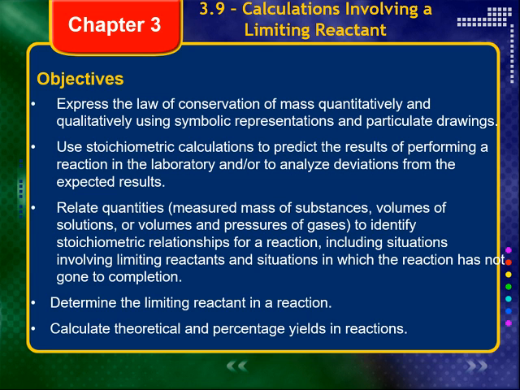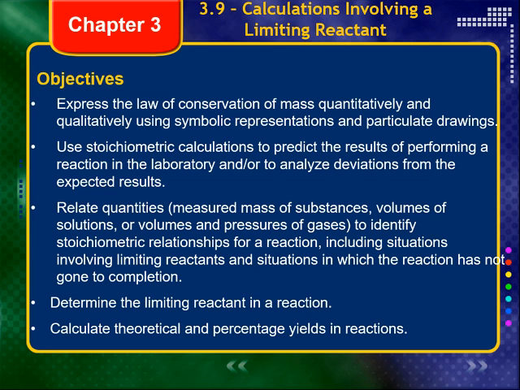So, objectives here. A few of the same learning objectives that you have already seen so far. Express the law of conservation of mass quantitatively and qualitatively using symbolic representations and particulate drawings. Use stoichiometric calculations to predict the results of performing a reaction in the laboratory and/or to analyze the deviations from the expected results. That's a new one. And then relate quantities, meaning the measured masses of substances, volumes of solutions, or volumes and pressures of gases, to identify stoichiometric relationships for a reaction, including situations involving limiting reactants and situations in which the reaction has not gone to completion. That's a new one.